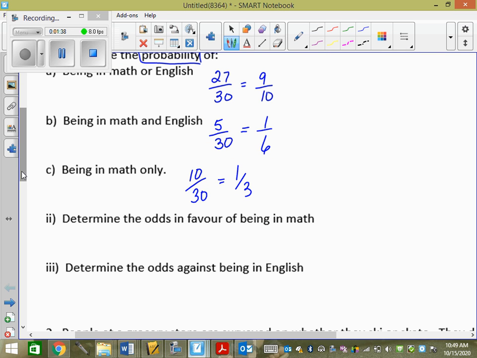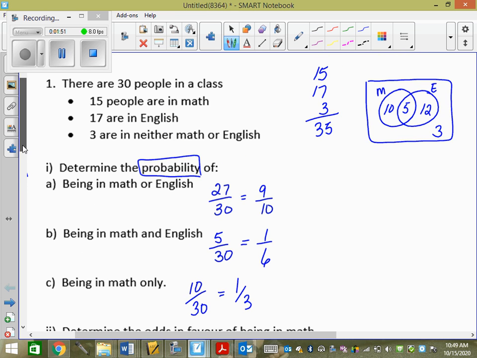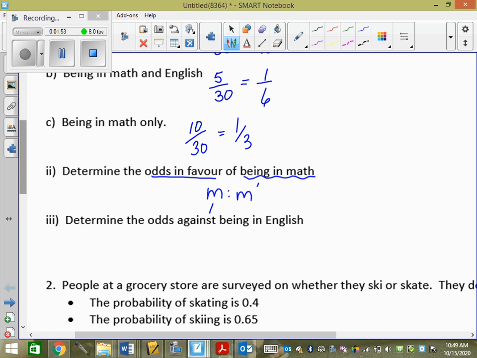Okay, and then odds. Odds in favor. When it says favor, whatever comes after it comes first. So odds in favor of math comes first. Then the complement comes second. So how many are in math, the math circle? 15. How many are not in math? 15. So this is a direct correlation, 1 to 1.